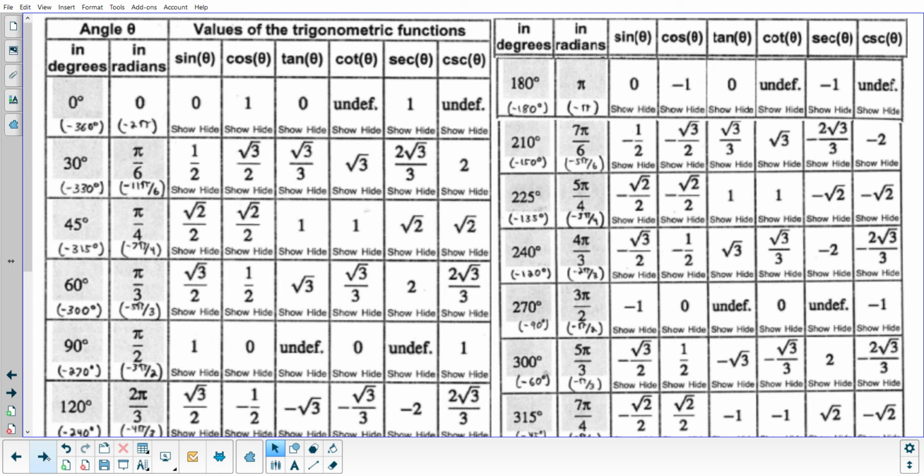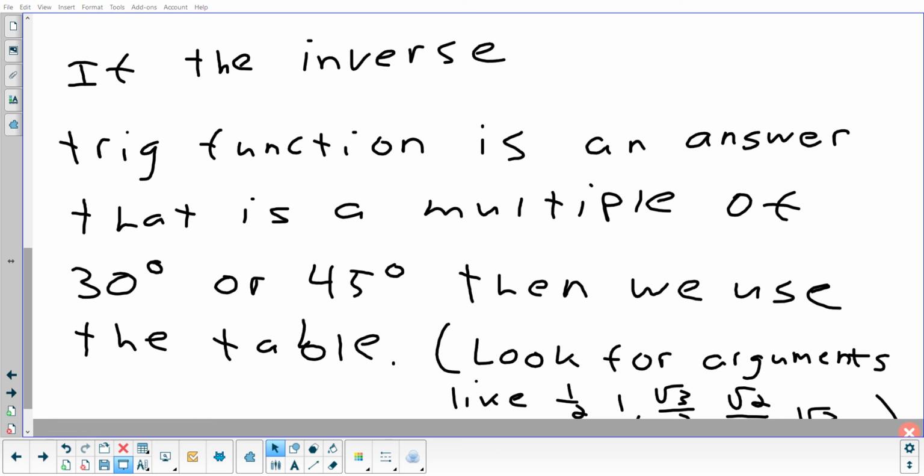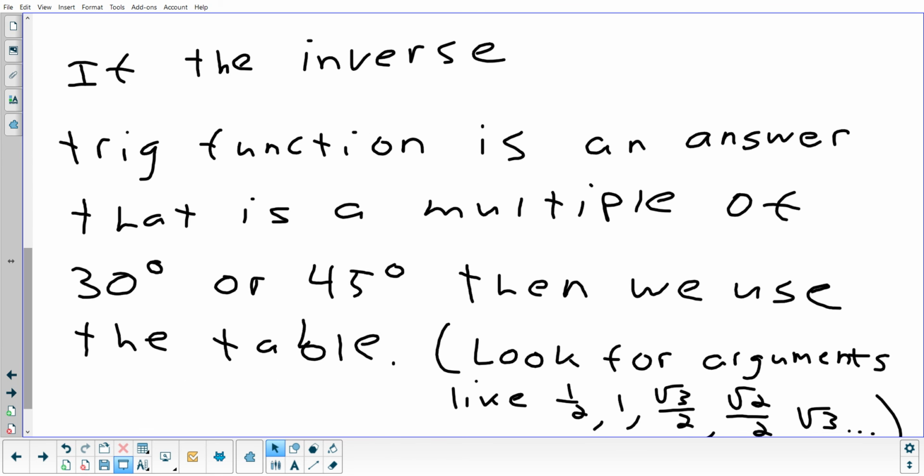If you're given a number like square root of 2 over 2, square root of 3 over 2, 1/2, 1, 0, -1, -1/2, any number that you see in this chart, which take all of the numbers that we talked about last week when we did unit circle trig, you're going to be able to find the answer in this table. So again, you're going to look for things like 1/2, 1, √3/2, √2/2, √3. That's what you're going to look for.